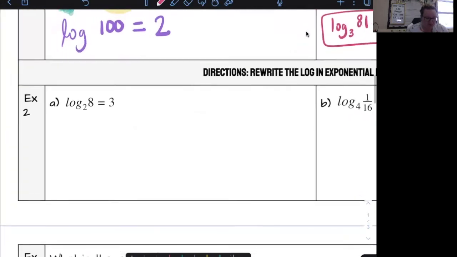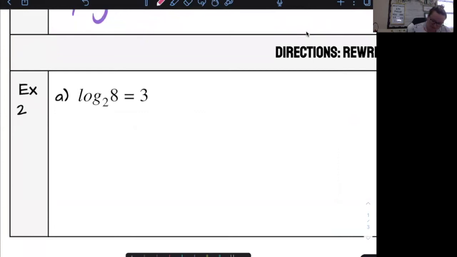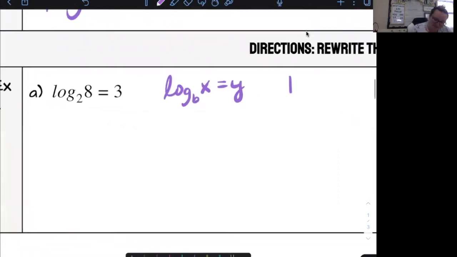So the log base 2 of 8 is equal to 3. We're going to rewrite this in exponential form. So remember, the log base b of x equals y is the same thing as b to the y equals x. So our base of the log is 2. Our base is 2. 2 to the, then whatever the log is equal to, that becomes your exponent. So the log is equal to 3. So that's going to become my exponent.